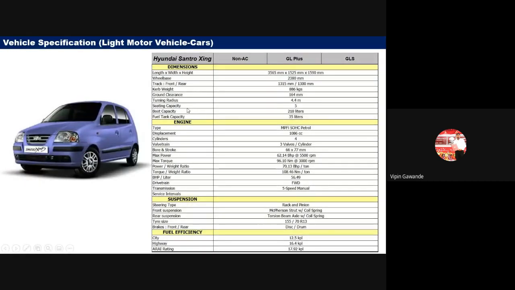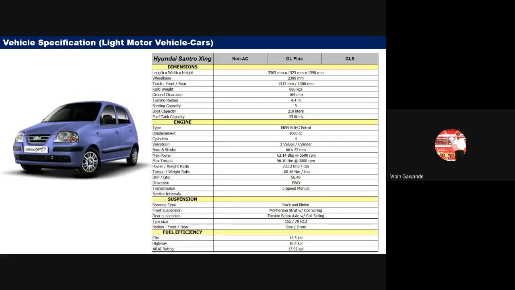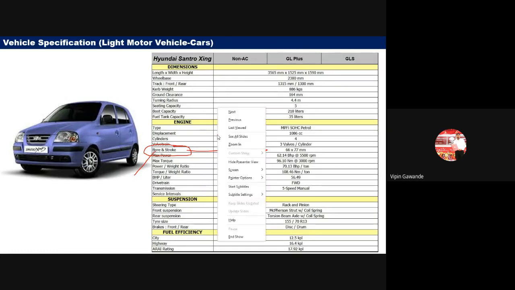So where is it given? See here, it is mentioned. If you see here, this is bore and stroke. So bore and stroke are given. We have seen what is meant by the bore and what is meant by the stroke.